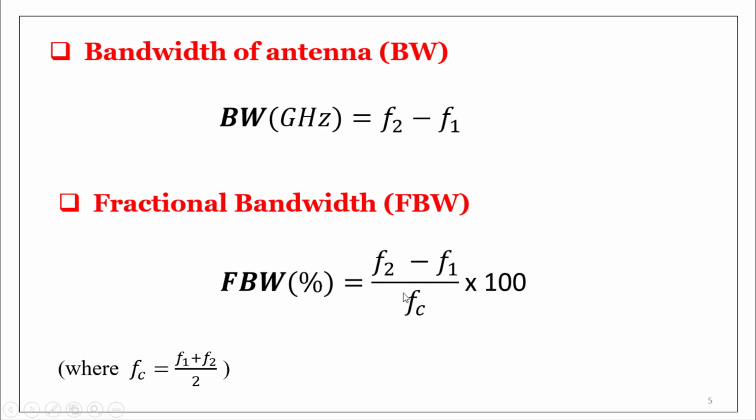The center frequency fc can be determined by f1 plus f2 divided by 2. This is the center frequency of our antenna or microwave devices. When we find the center frequency, we can find the fractional bandwidth in percent: f2 minus f1 divided by fc, multiplied by 100.